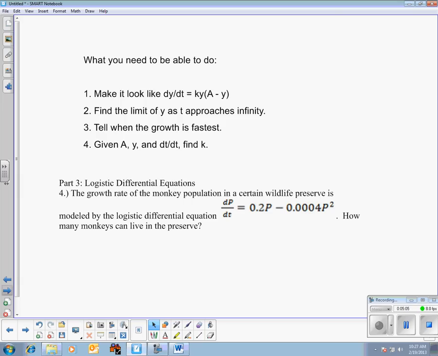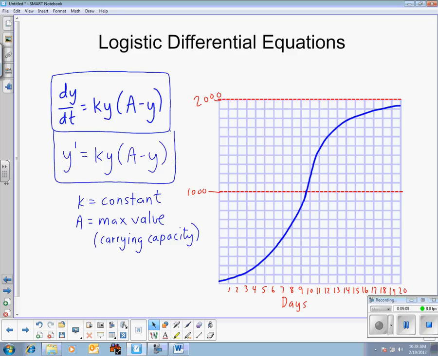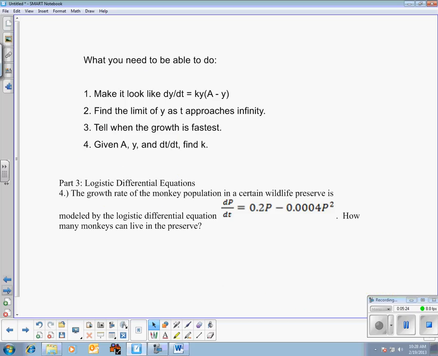Next is find the limit of y as t approaches infinity, which all they're asking us there is how many people are in the school, or how many rabbits can live on the island, or what's the carrying capacity. And once you have it solved and make it look like ky times (a minus y), then that's easy. It's just as easy as looking at your equation and seeing what's in the spot where a is right now.